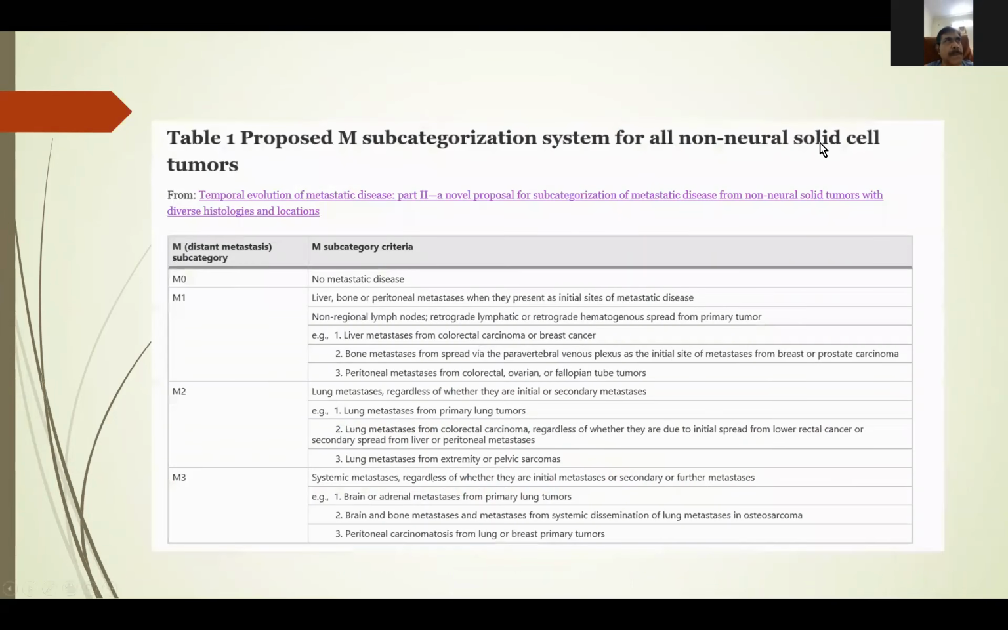So the proposal we have made for subcategorization of metastatic disease: M0 is no metastatic disease, M1 is the first initial sites, liver, bone, peritoneal disease, when they present as initial sites. And then M2 is lung metastasis, M3 is systemic dissemination. The systemic dissemination can include all these sites, but we just have to make an assessment whether it is systemic dissemination at that point or not.